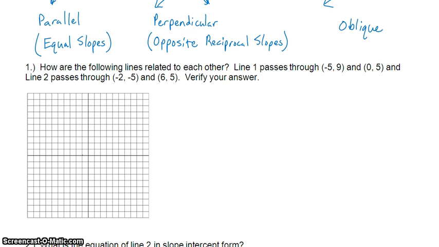Looking at example 1, we're given two lines that pass through some ordered pairs. Since we're given ordered pairs, we're working with coordinate geometry and we want to use formulas. Step 1, I'm going to plot the points that line 1 goes through: (-5, 9) and (0, 5).